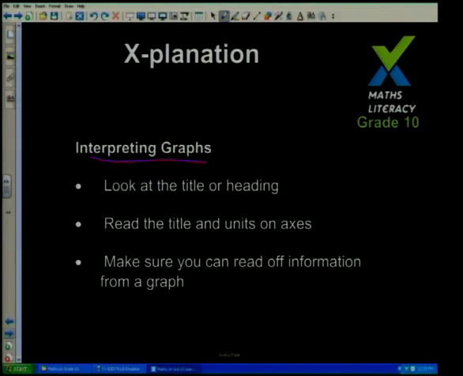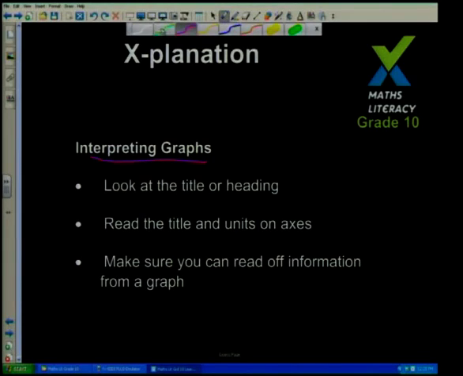Okay, let's move on to the next slide. When we interpret graphs, another important skill: whenever you get a graph in a question and you need to interpret it, always look at the graph first and make sure you understand the graph. What are they trying to tell you? And then it'll be easier for you to answer the questions.